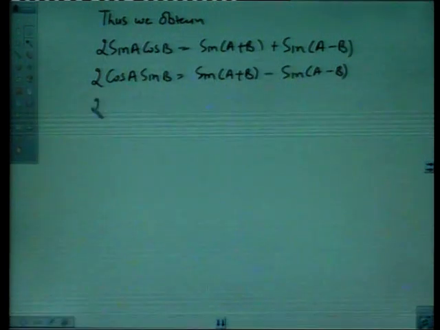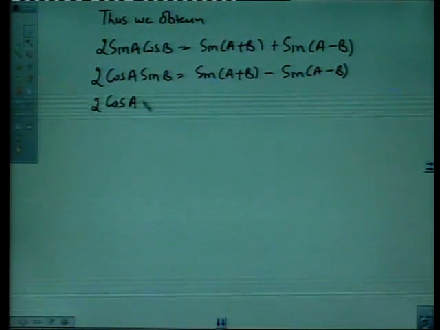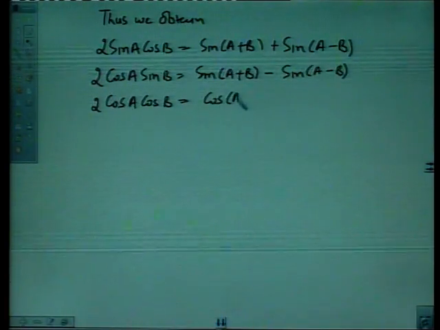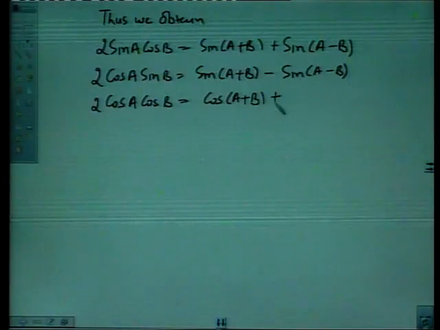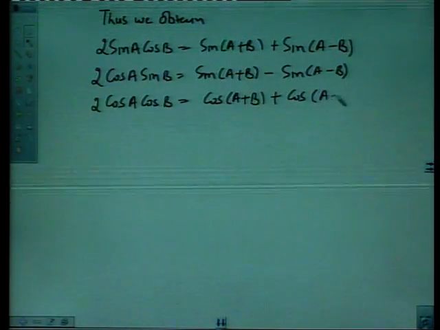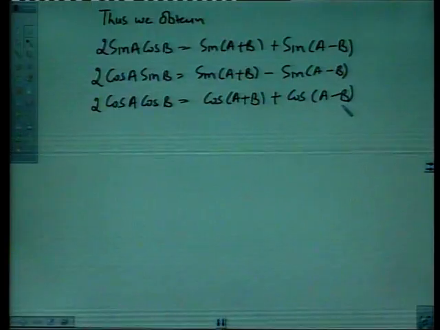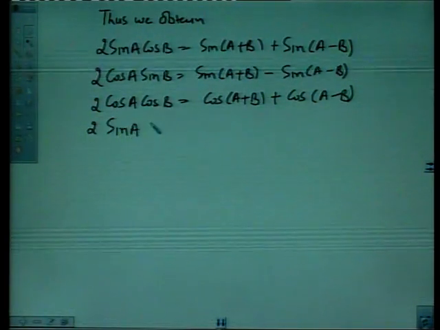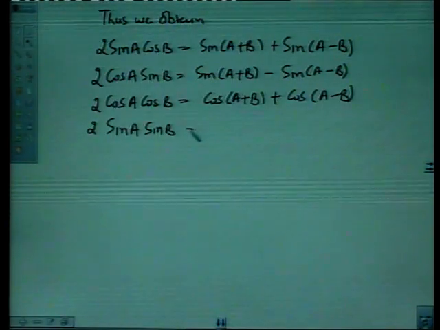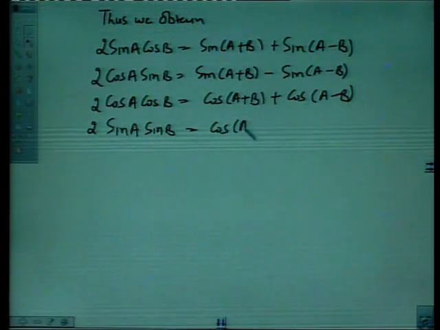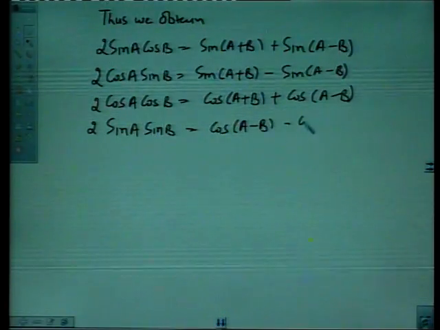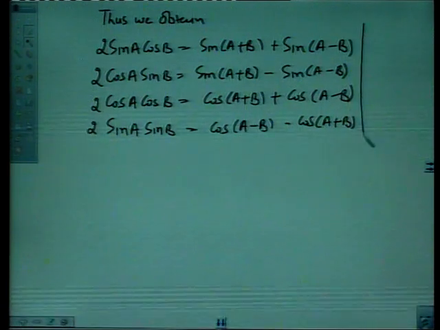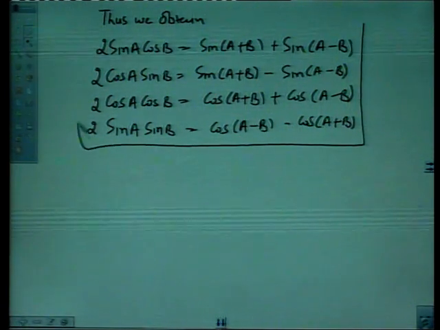The third formula was 2 times cos A cos B, which becomes cos(A plus B) plus cos(A minus B). The last formula we derived was 2 times sin A sin B, which is equal to cos(A minus B) minus cos(A plus B). So, ultimately we have these 4 formulas.